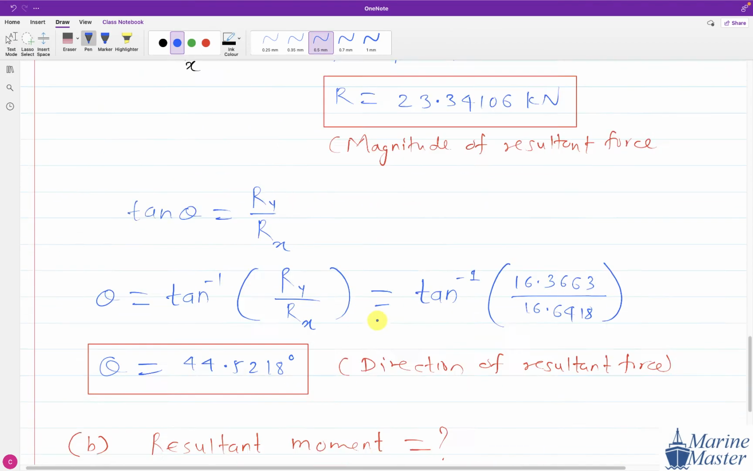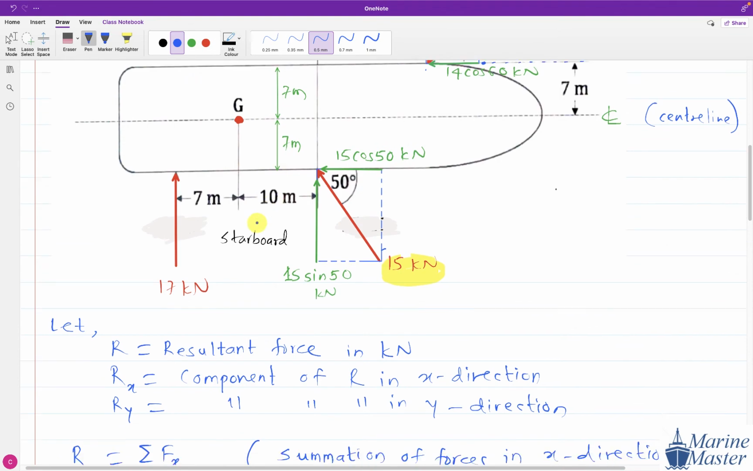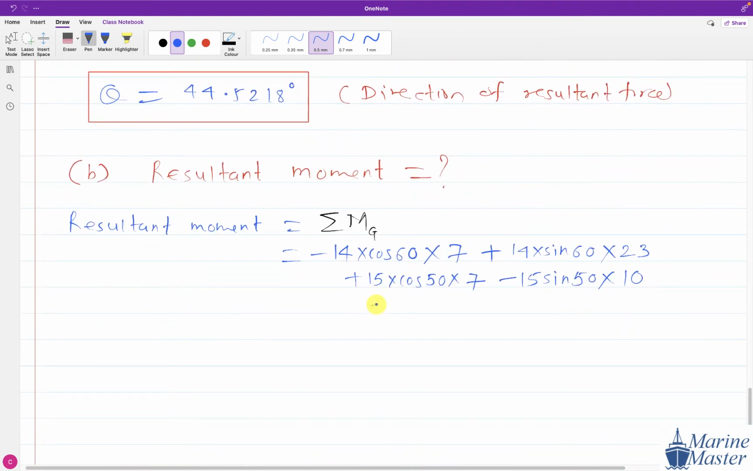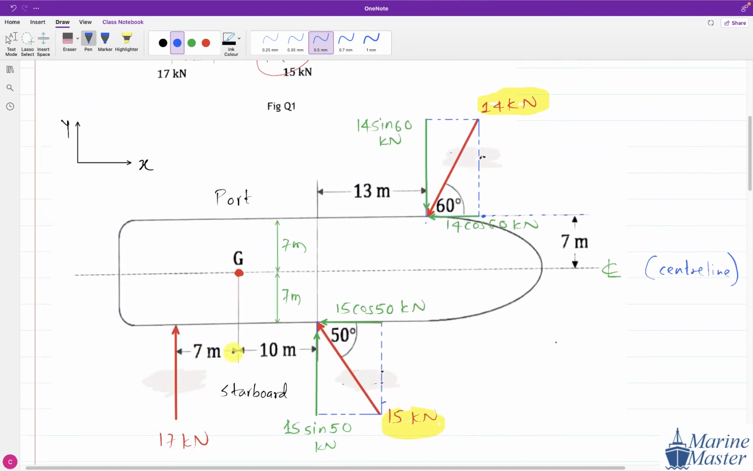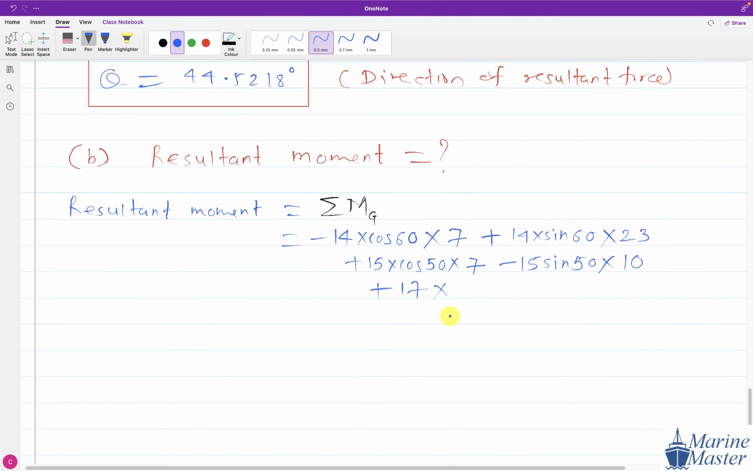So how much force? 17 kilonewton, with perpendicular distance 7. So plus 17 multiplied by the perpendicular distance, 7 meters. Please do the calculation, and in this way we will get the resultant moment.